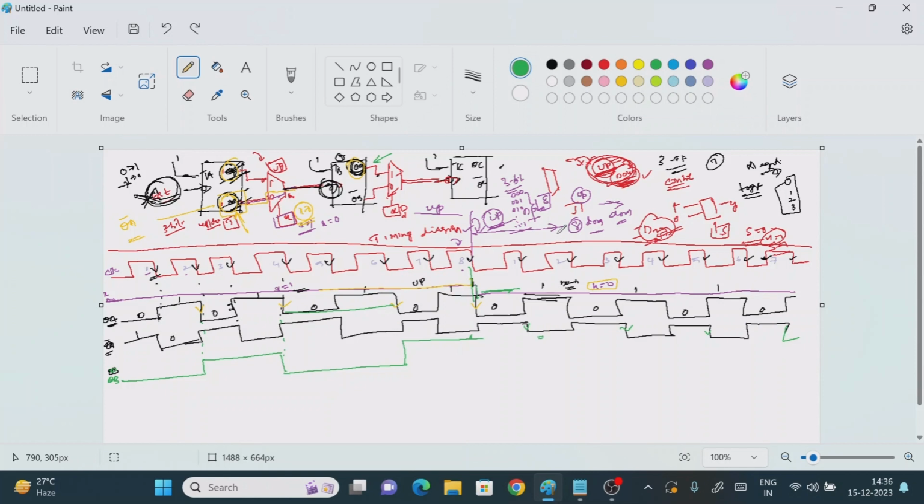Now what is starting? Down count is starting. Down count starting means we should not consider QA here. Here we need to consider only QA bar. But where is QA bar starting? Here it is starting. So before that, what is the answer? It should perform the toggle.